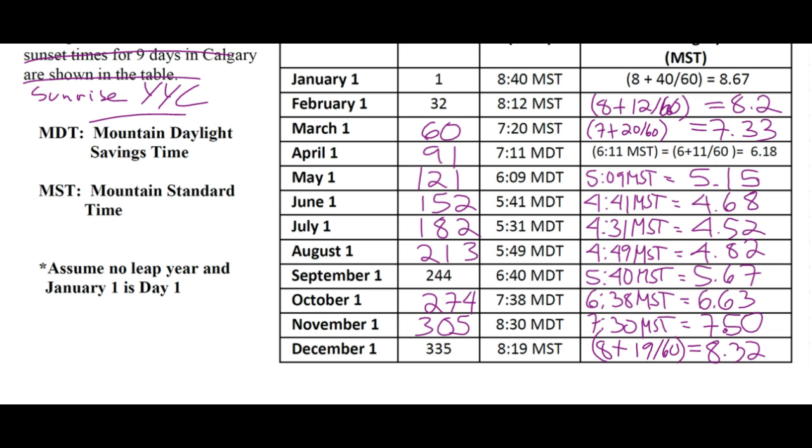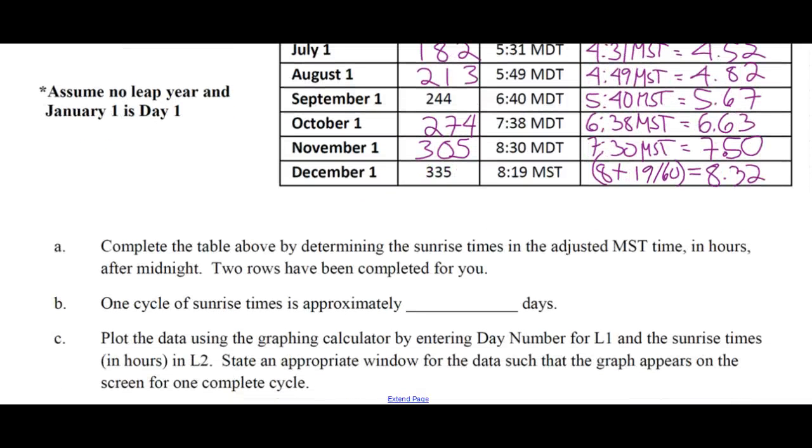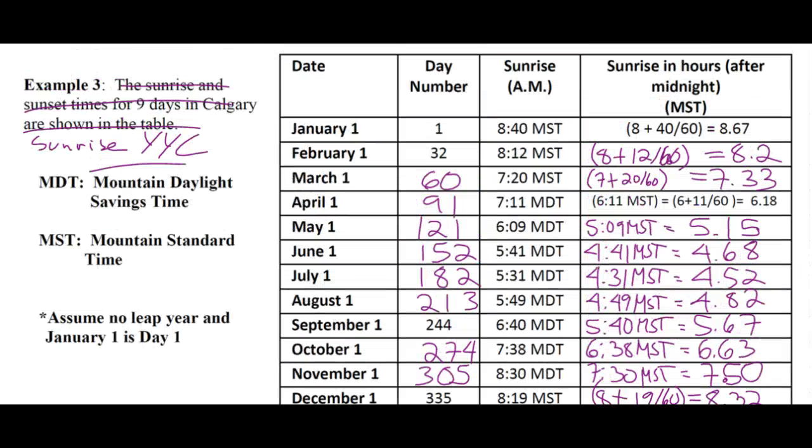832. Okay. Boom. So that's some preliminary work, right? Sometimes when we collect a set of data, we have to do some manipulation to it ahead of time. We've got to standardize it. Complete the table. One cycle of sunrise time. So how long does it take to go through a cycle of sunrises?